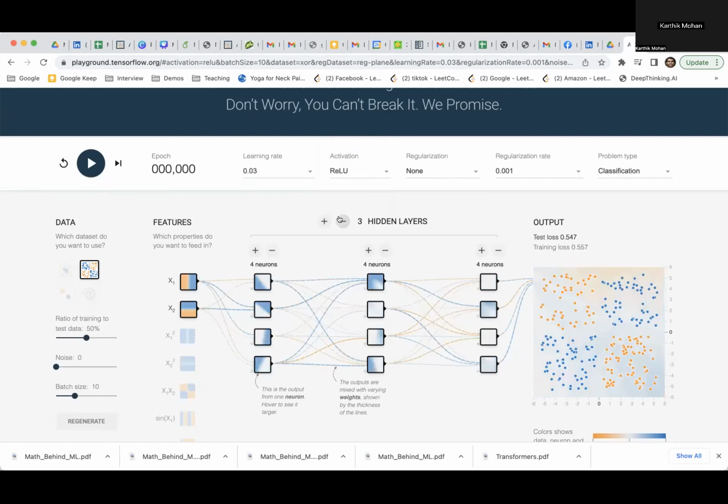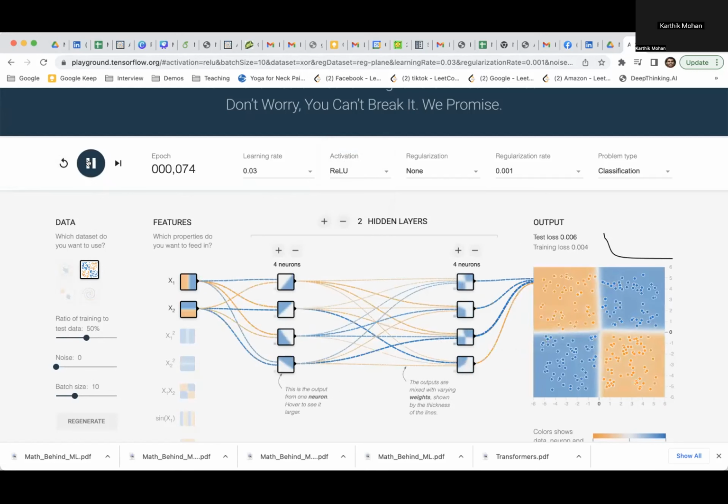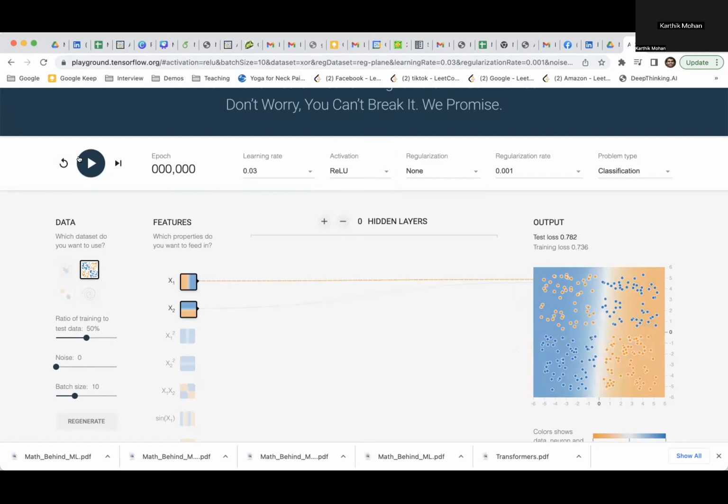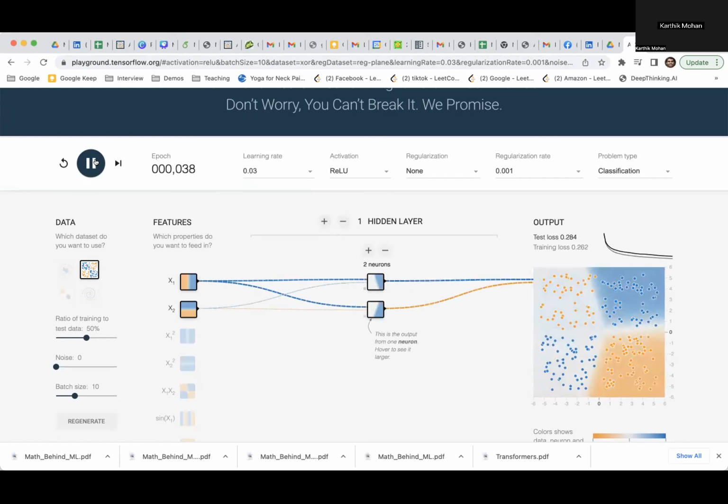What if I decrease the number of hidden layers here? It still does a good job. Okay, let's reduce it even further. Just 1 hidden layer. Still does a good job. Okay, 0 hidden layers. Sorry, can't do that. So with XOR, just 1 hidden layer, and I am able to discriminate.